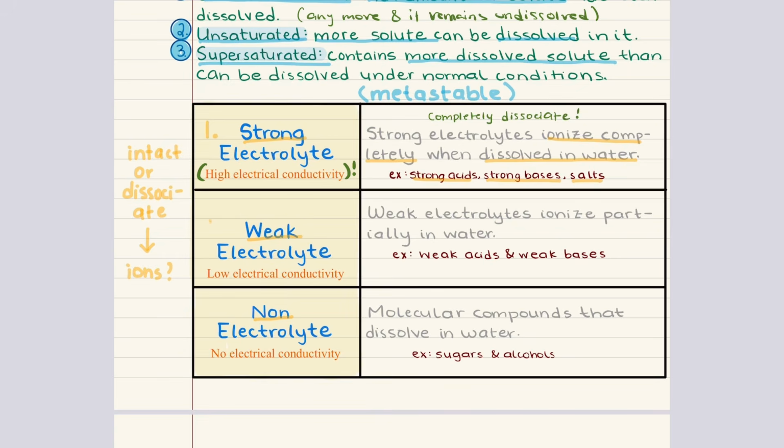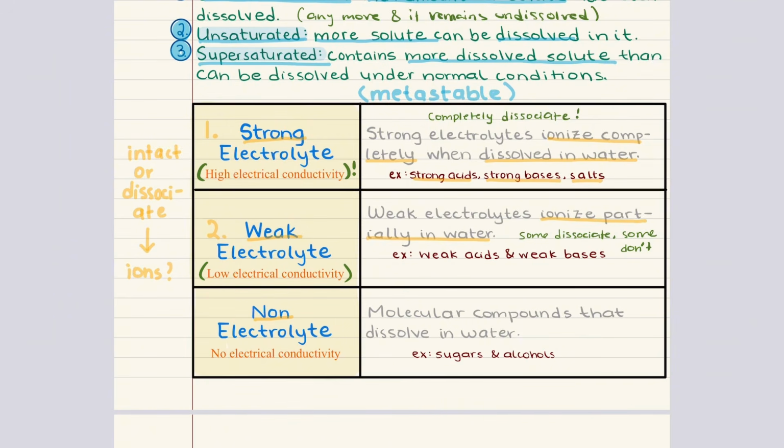Now let's compare this to a weak electrolyte. A weak electrolyte only partially dissociates in water. Some of the solute exists as ions, while some remain intact. And this equilibrium between dissociated and undissociated forms limits how much current the solution can carry.